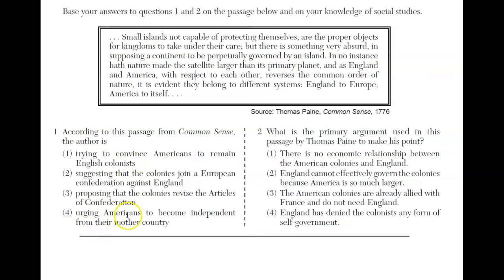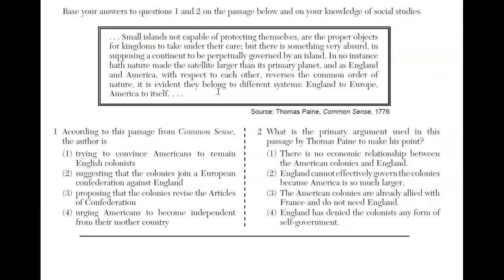Well, what's he doing? Urging Americans to become independent from their mother country? That seems to be the only one that fits. Be careful here, according to this passage. In this case, that's right. Sometimes they'll throw a correct answer in here from history, but it's not actually in the passage. So when you read the question, you have to make sure the answer you think is right is somehow actually reflected in here.